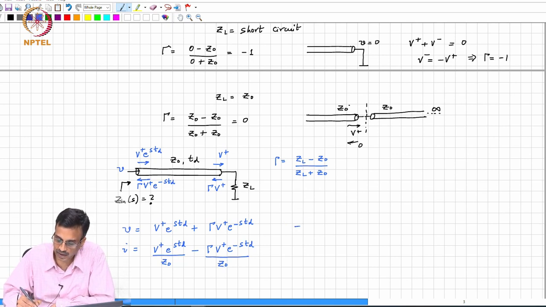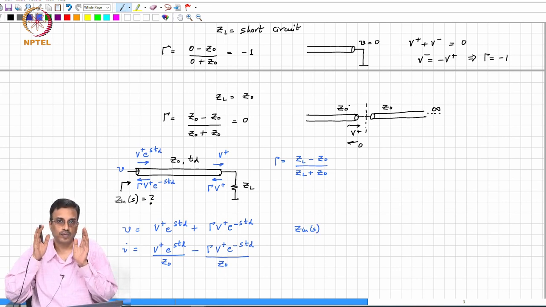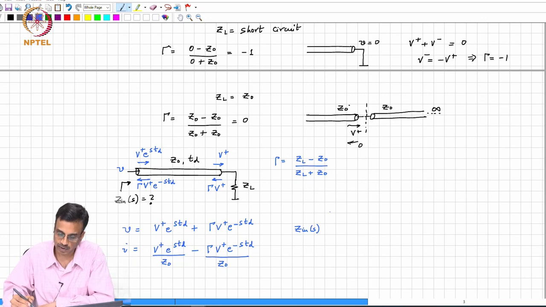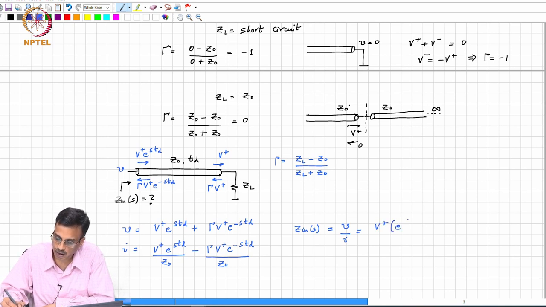So, the impedance Zin of s is simply the ratio of the voltage to the current at the left end of the line, and that is nothing but V plus into e to the power s td plus gamma e to the minus s td, divided by V plus e to the s td minus gamma e to the minus s td.